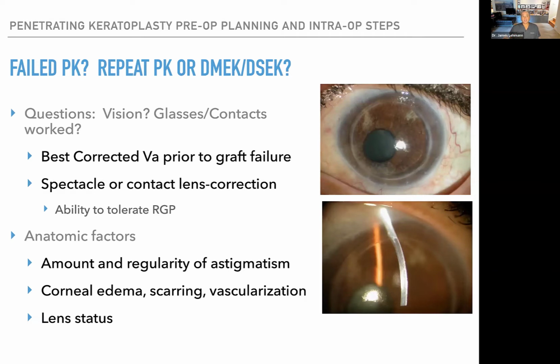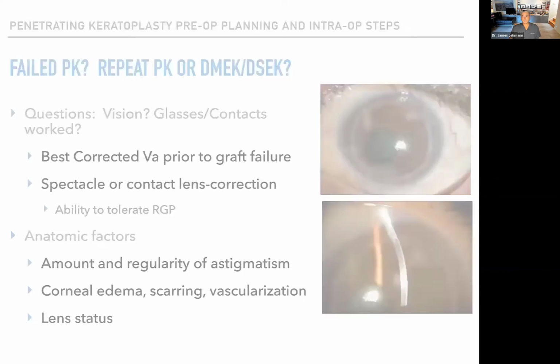So if they were seeing well in glasses or contacts, then I would do an endothelial keratoplasty. But if they weren't, and they couldn't wear a contact or their vision was poor, then I would do a repeat PK. And you need to look at the severity of the astigmatism, ectasia of the graft, vascularization, etc. So again, the take-home message is, if they saw well before and it's just endothelial failure, then just do an EK under there, either DSEK or DMEK. But if they didn't see well and the shape is bad, then do a repeat PK.